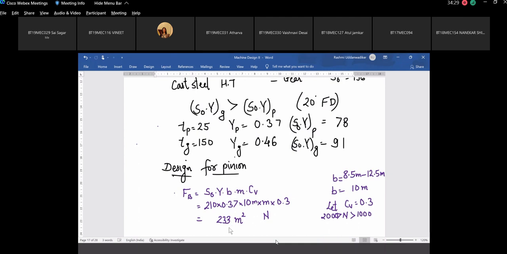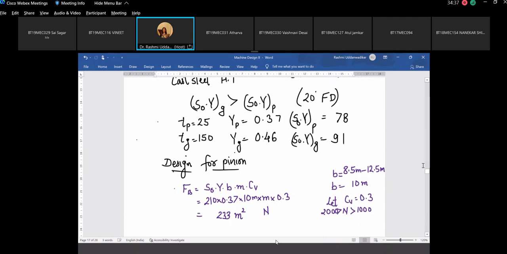Megapascal is actually Newton per millimeter square, and this is millimeter square. So this value is in Newtons. Agreed? Good. Now since we have taken this CV value, we have already taken into account that because of incremental load, the beam strength is only 30% of the total beam strength, which means we have reduced it by 70%. And so we are equating this FB with FT. So this FB should be greater than or equal to FT.